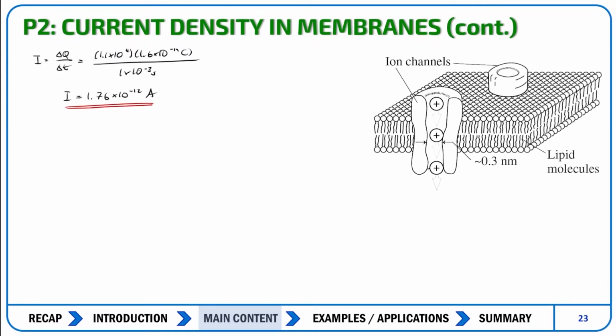Okay, so next we want to figure out J. J is going to be equal to I over A. We already know what I is because we just solved for it. So it's 1.76 times 10 to the negative 12 amps. The area was pi r squared, so we have pi, and r was 1.5 times 10 to the negative 10 meters squared. And we end up with J equals 2.49 times 10 to the 7 amps per meter squared. So that would be your answer for current density.